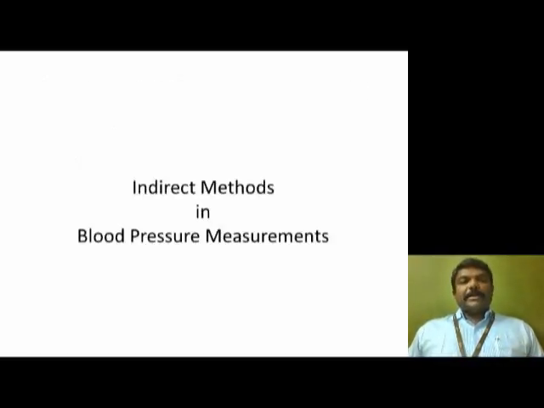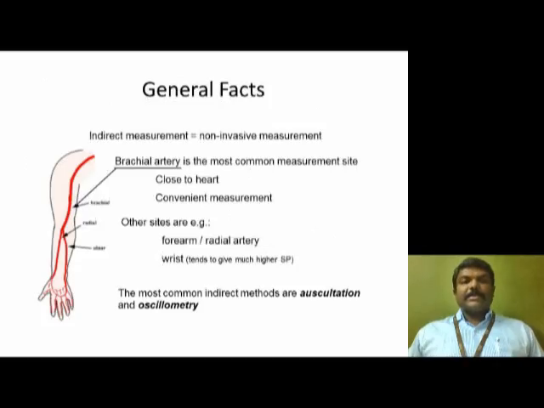In the indirect method of blood pressure measurement, as I told you, this is a simple procedure which is performed outside the body without any disturbance to the patient, but it has its own disadvantages. It's a non-invasive method. Normally, it is performed on the brachial artery, which is very close to the heart, because as I told you, if you want a perfect measurement of blood pressure, we need to measure in the vicinity of the heart. Since there is difficulty in accessing the heart, we are doing it the indirect way.